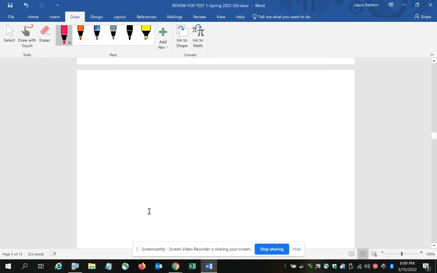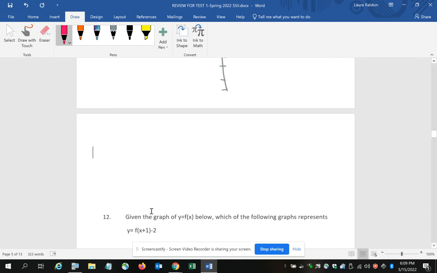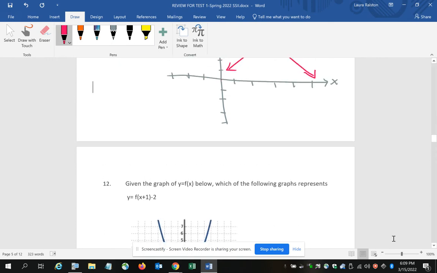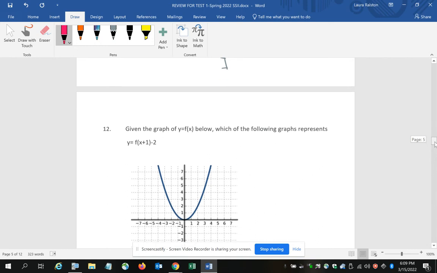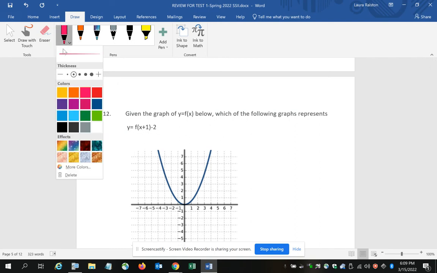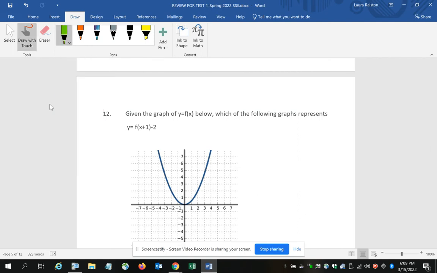All right, the next one, let me see if I can bring it up. It says, given the graph of f of x below. So they start out and they've given you a graph, and they ask which of the following graphs represents y equals f of x plus 1 minus 2. Here again, they've given you a basic graph to start with, and you need to think about what kind of transformations are taking place.